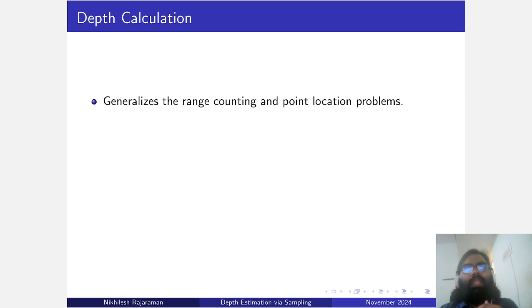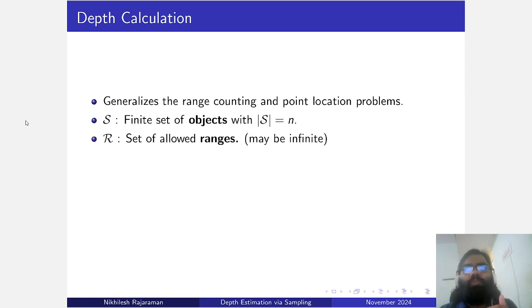So as I mentioned, this depth calculation problem is going to be a generalization of both the problems that we just looked at, range counting and point location. So let's now look at the formal general setup of this depth calculation problem. As our input, we're given two things. The first thing is a finite set, which we'll denote calligraphic S. And the elements of this set, we'll call objects. And the number of objects is n, because as I said, this is a finite set.